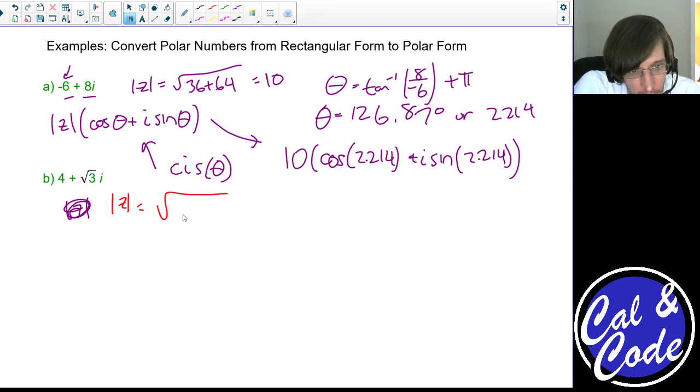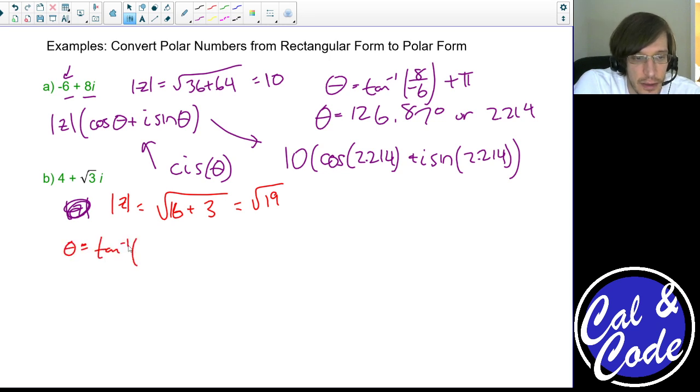So this is the square root of 4 squared, which is 16, plus 3, so that's root 19, is my modulus. And my inverse tangent for my argument is going to be, again, my a is positive, so I don't need to add the pi. Inverse tangent of the y, root 3 over 4. Alright, so I've got 3 square rooted divided by 4. Then I'm going to inverse tangent that. That gives me 23.41 degrees.